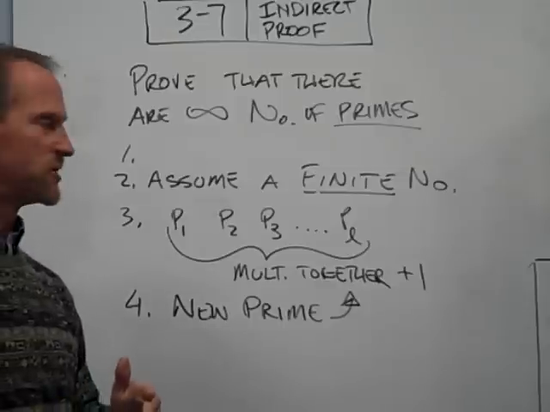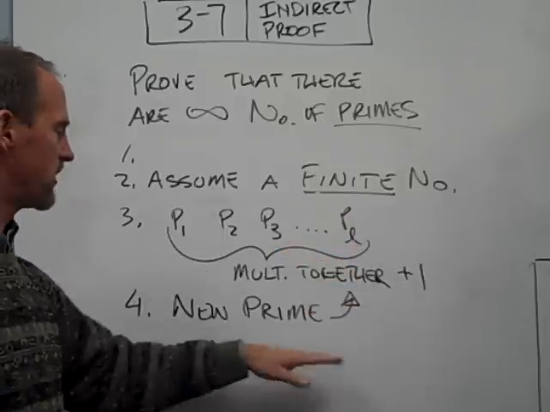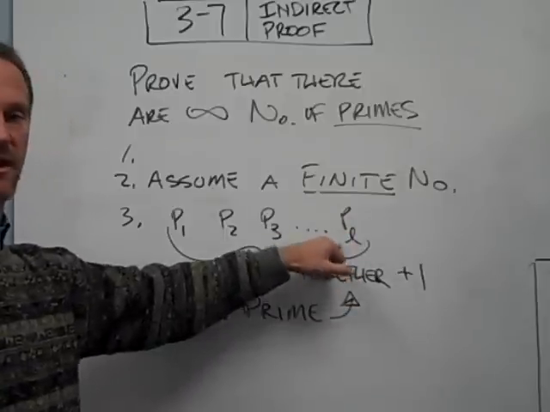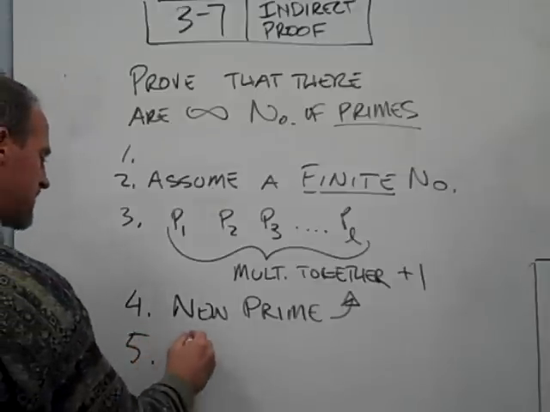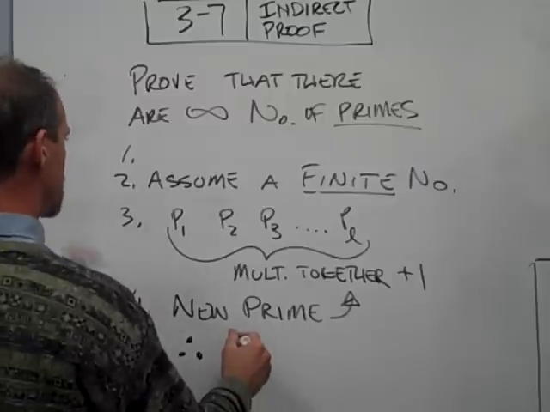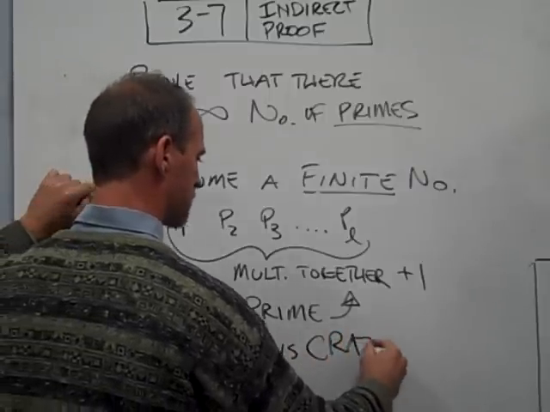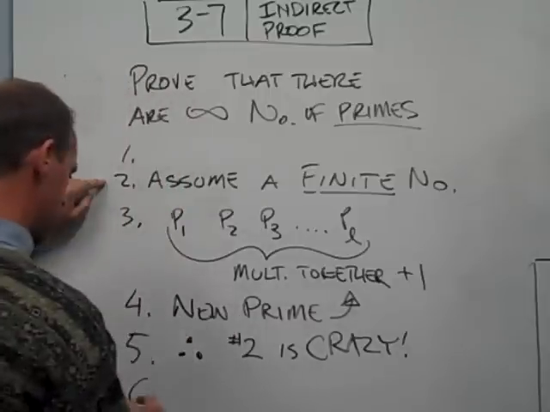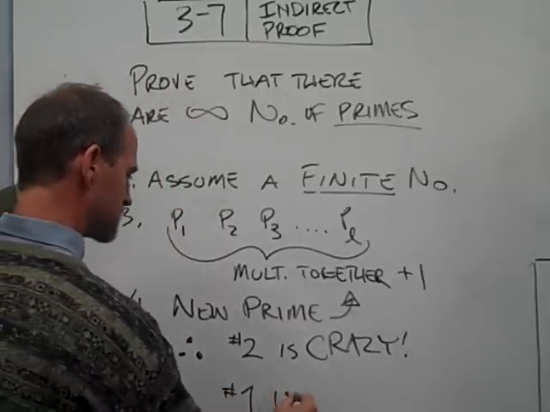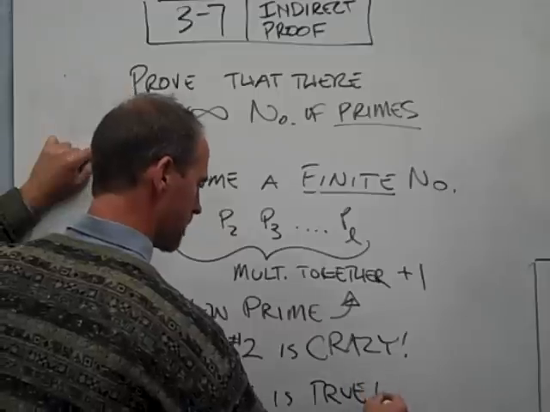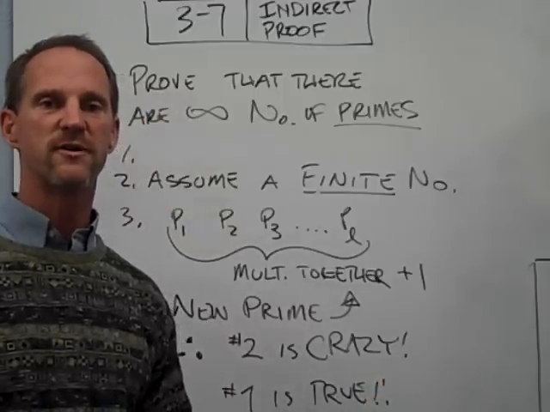Except that that's a contradiction, because I've assumed that there is a last prime number right there, but now I've found a new one that's bigger than the last one. So that's a contradiction, and that's absurd. So therefore, dot, dot, dot, therefore, step number 2 is crazy. So therefore, step number 1 is true. Okay? And that's proof by indirect reasoning or proof by reductio ad absurdum.